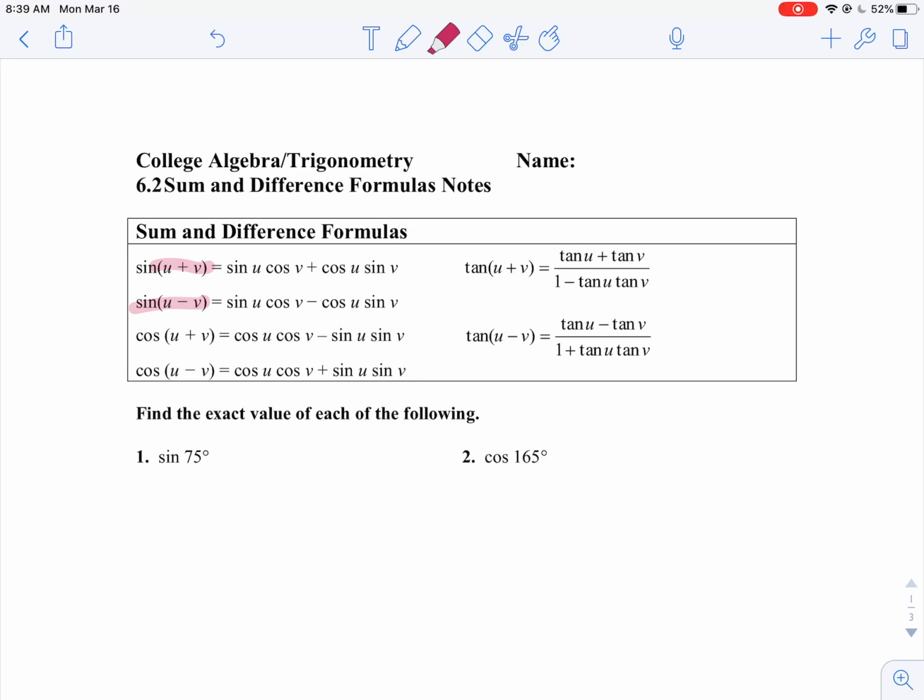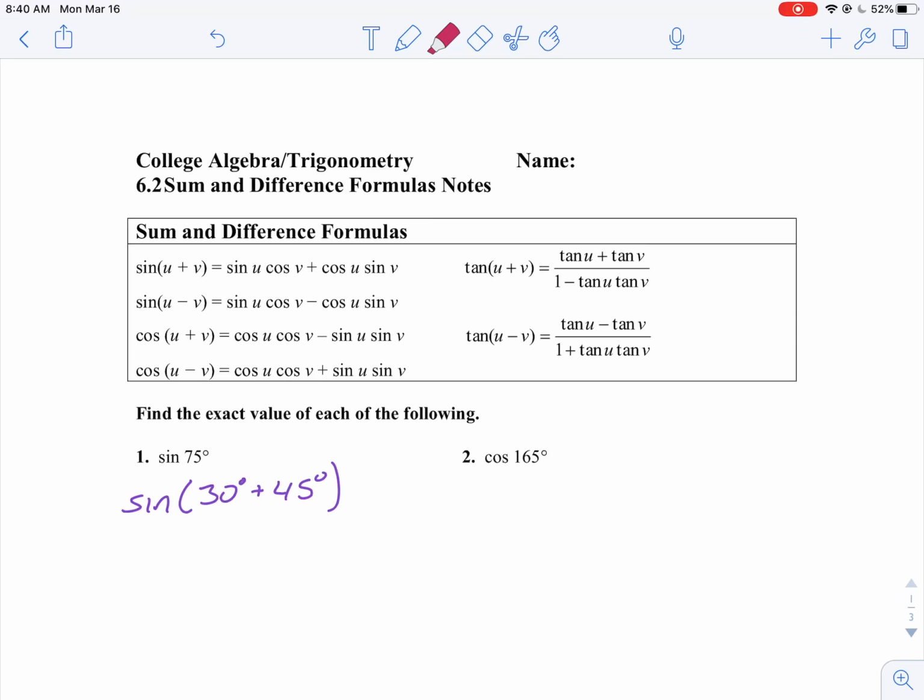So we have 2 for the sine of the sum or difference of 2 angles that we know the value of the trig functions for, 2 for cosine, and 2 for tangent. So let's begin. The first one is the sine of 75 degrees. Now, we don't know the value of the sine of 75 degrees, but we do know the value of the sine of 30 degrees plus 45 degrees.